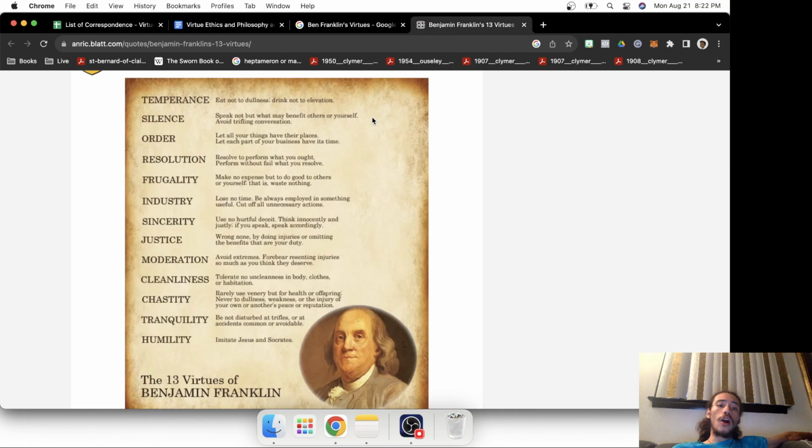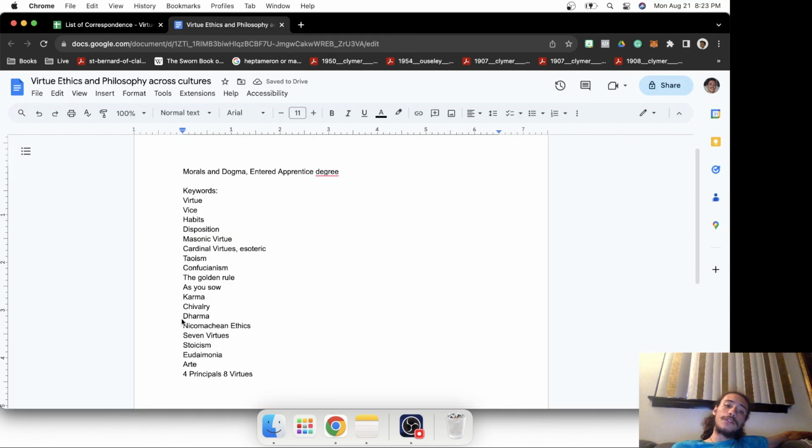Cleanliness: tolerate no uncleanliness in body, clothes, or habitation. Habitation, very important. Chastity: rarely use venery but for health or offspring, never to dullness, weakness, or the injury of your own or another's peace or reputation. Tranquility: be not disturbed at trifles or at incidents common or unavoidable. Humility: imitate Jesus and Socrates. So I think that's really cool to meditate on, if you have the time for it.